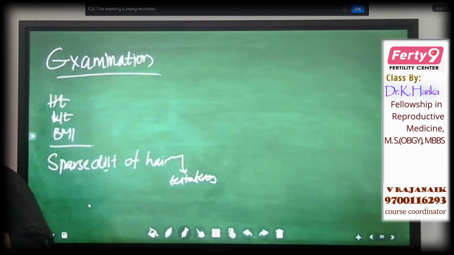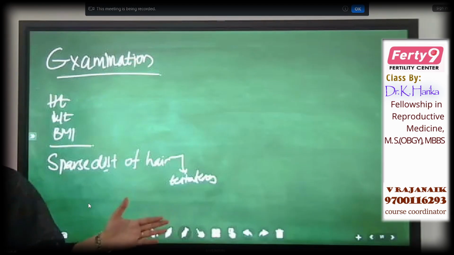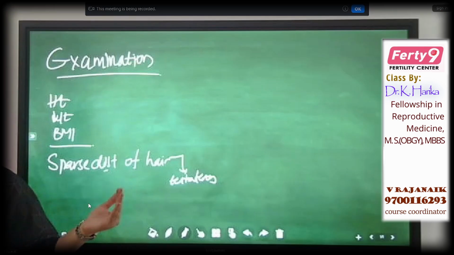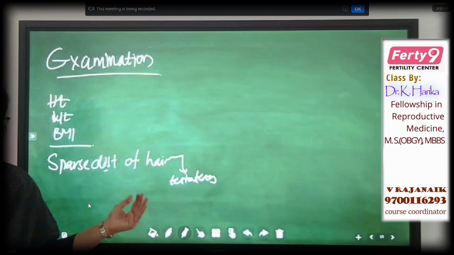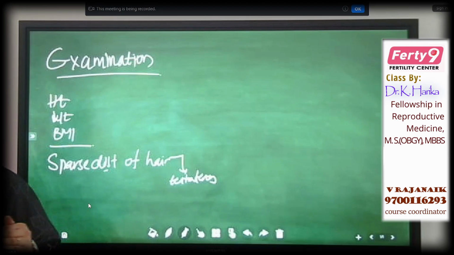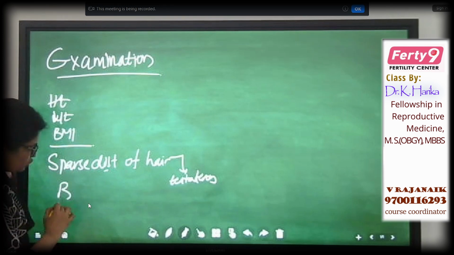in a few people there will be loss of hair, loss of facial hair, loss of body hair, loss of axillary hair. That indicates there is some problem with the Leydig cells, because LH will act on Leydig cells to produce testosterone. Internally testicular pathology might be there, because of which testosterone deficiency has happened, and ultimately it landed up in decreased sexual drive. This is sparse distribution of hair. Height, weight, BMI, sparse distribution of hair. Next, coming to breast examination.